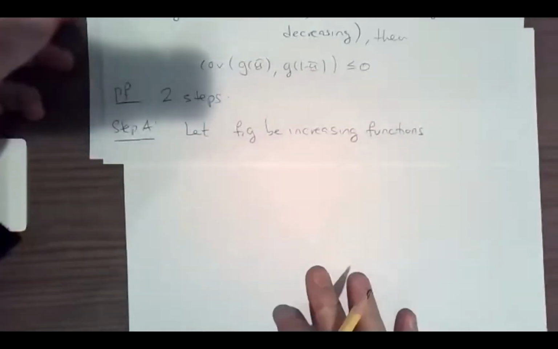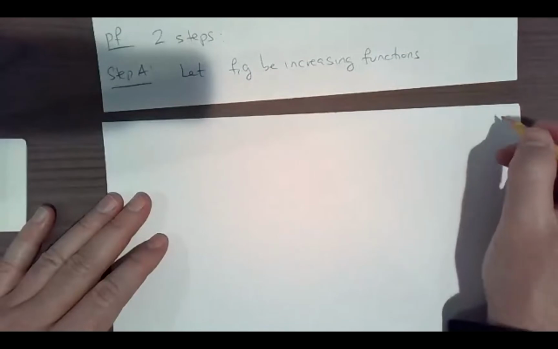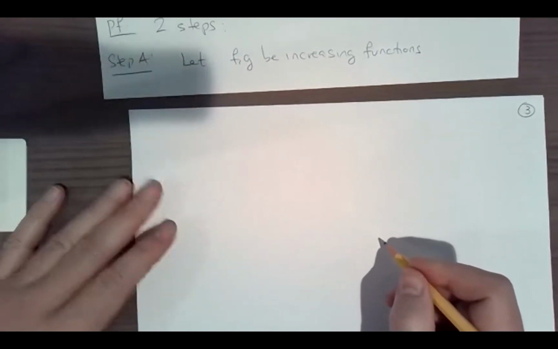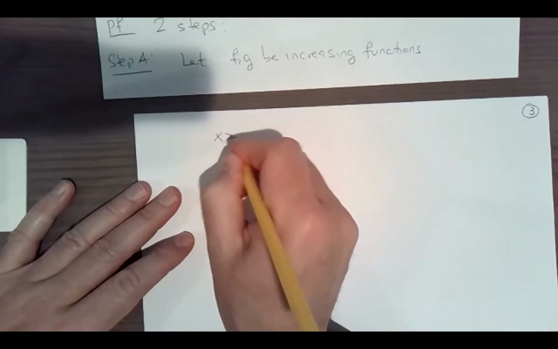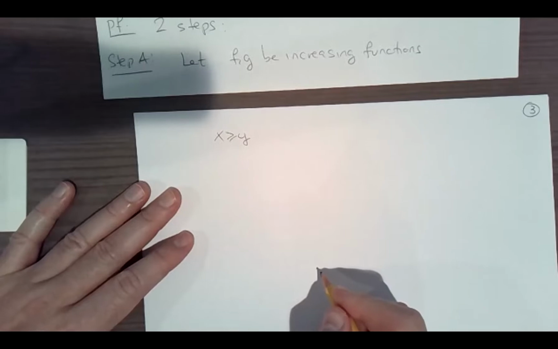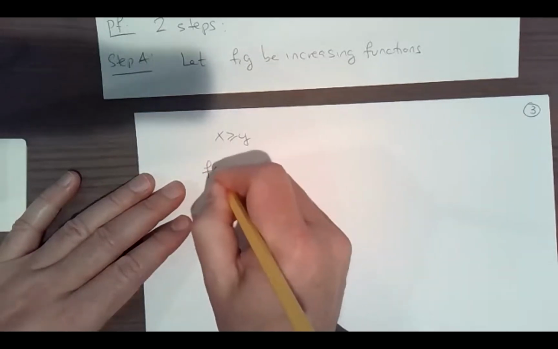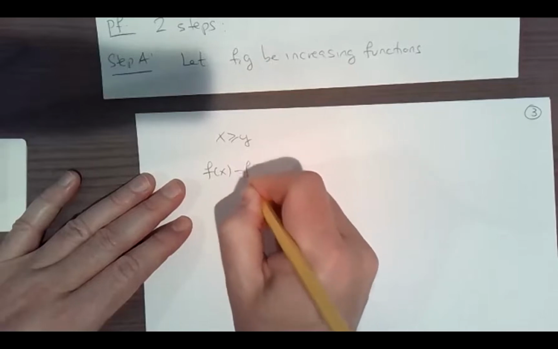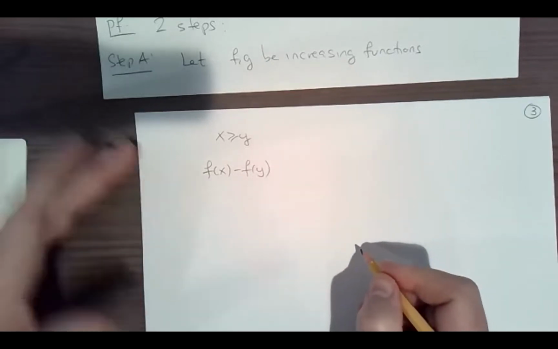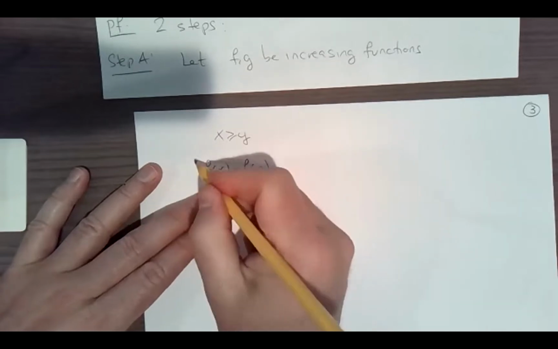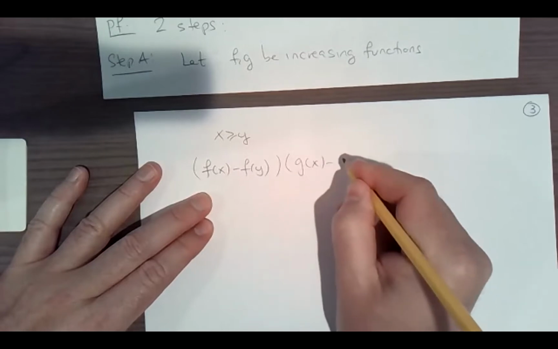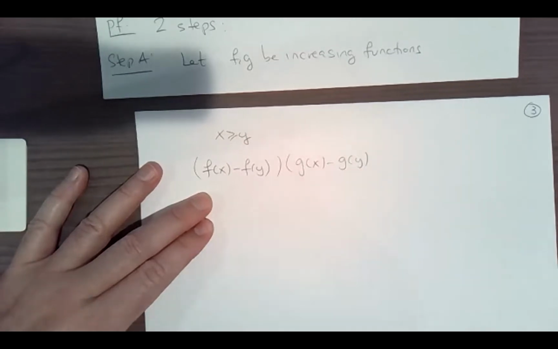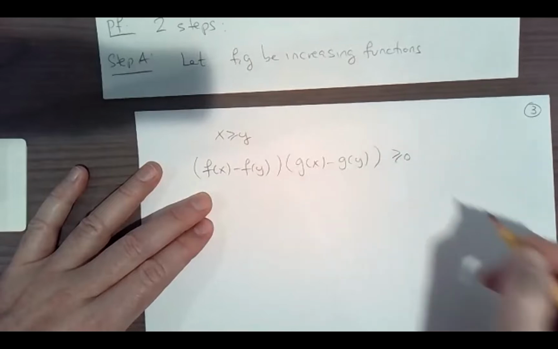So what does it mean for functions to be increasing? What it means is that if I take x bigger than y, then f of x minus f of y is going to be positive. If I multiply it onto the same thing with g of x minus g of y, now this is going to be positive.